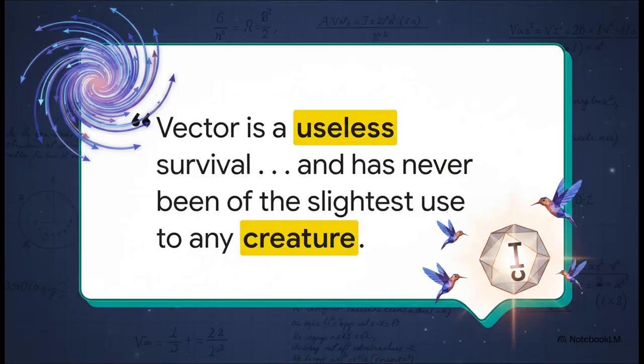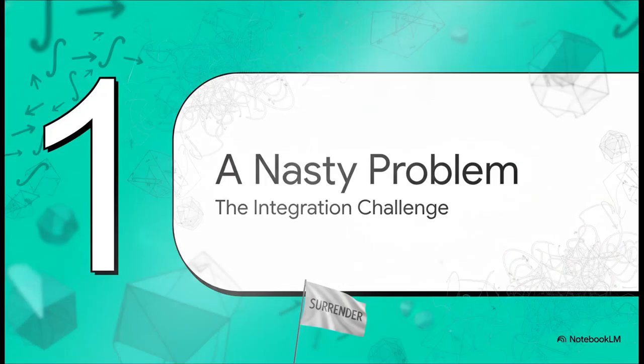So let's kick things off with this wonderfully grumpy quote from the physicist Lord Kelvin. He actually called the vector a useless survival, which is just so ironic because we are about to unpack a vector-based method that is so powerful, so elegant. It's basically a mathematical superpower. Sorry, Kelvin. Our adventure begins where so many great math stories do, with a really, really nasty problem.